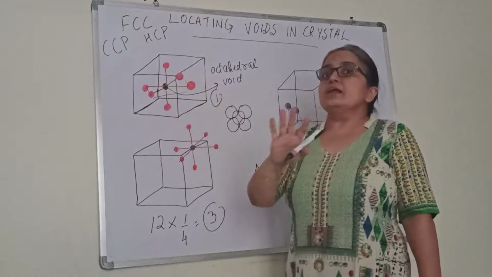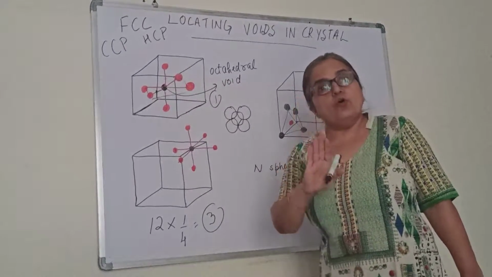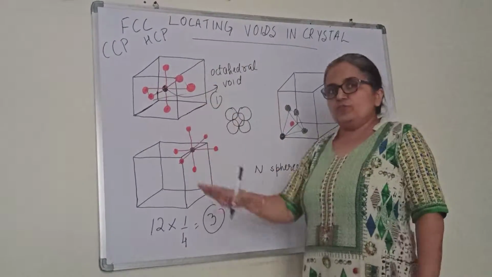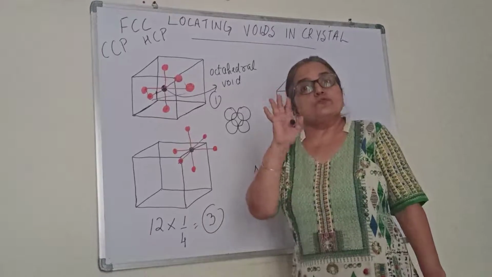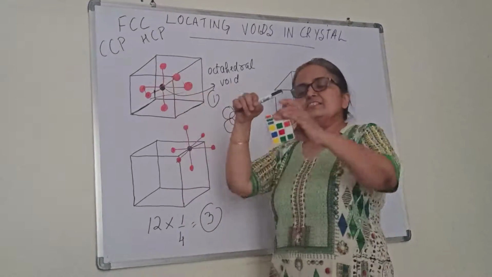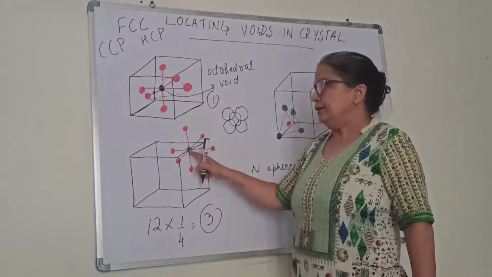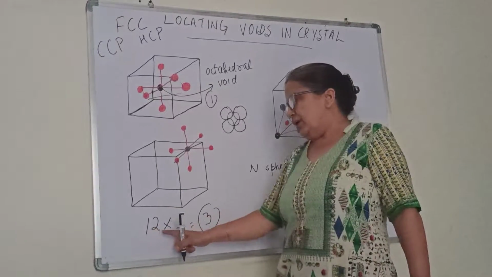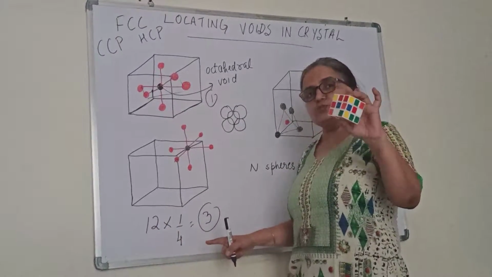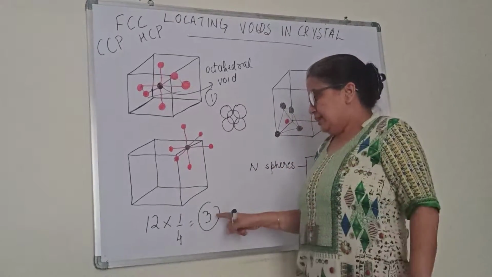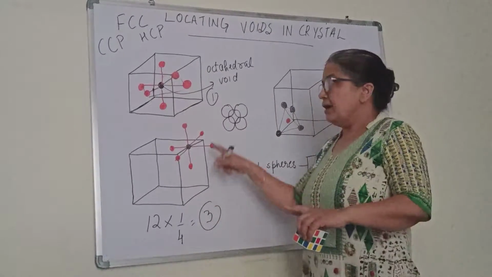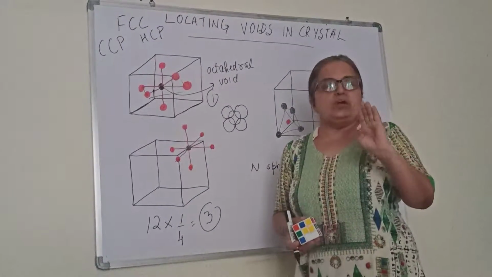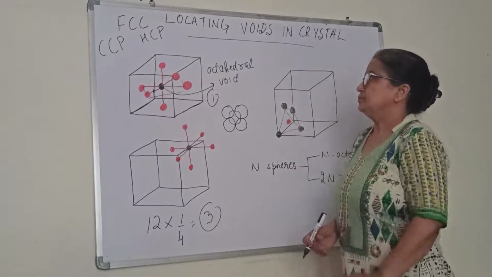In FCC, there are 4 constituent particles, so 4 voids should be there. We have discussed that for n spheres there are n octahedral voids. For FCC, the effective number of particles is 4, so 4 voids. Where are the 4 voids? One in the center of the body and one at the center of the edge. But that edge is shared by other unit cells also, so you write 12 into 1 by 4, because each edge contributes 1 by 4th. Therefore it is 3. So 3 here and 1 here, put together, in FCC there are 4 octahedral voids. This part is clear, children? Next one.